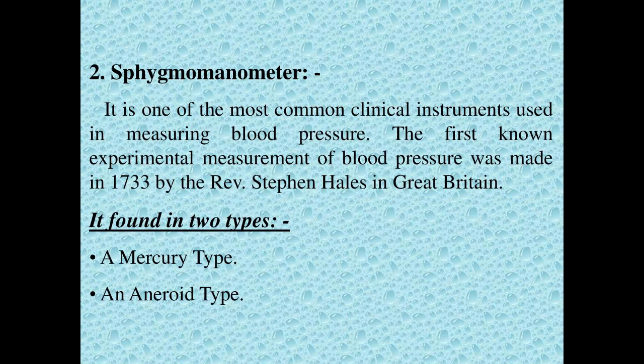2. Sphygmomanometer. It is one of the most common clinical instruments used in measuring blood pressure. The first known experimental measurement of blood pressure was made in 1733 by the Rev. Stephen Hales in Great Britain. It is found in 2 types: a mercury type and aneroid type.